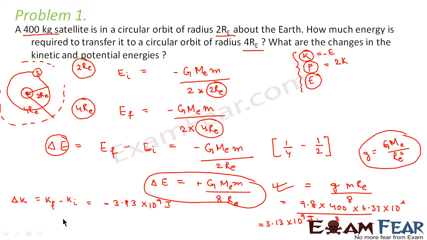So if you want, you can go back to the slide where we proved this. So the change in kinetic energy would be this. And what would be the change in potential energy? It would be twice the change in total energy. So that will become minus 6.25 into 10 to the power 9 joules. So this would be the value of change in potential energy. So this is how we calculated the values of all the energies.